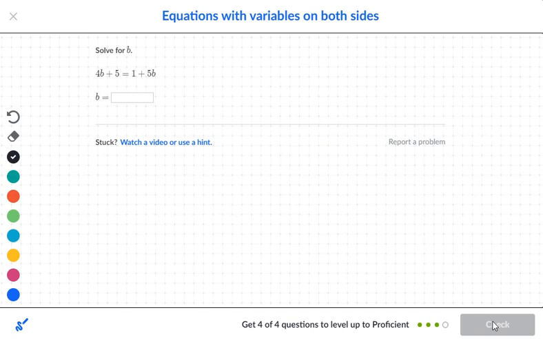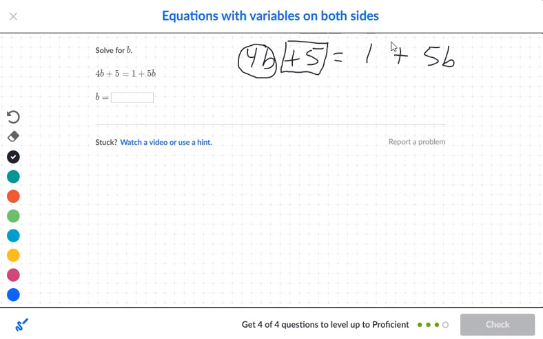The next question, I have 4b plus 5 is equal to 1 plus 5b. So circle, box, box, and capture the sign. Okay, remember the rule, B, C, D.